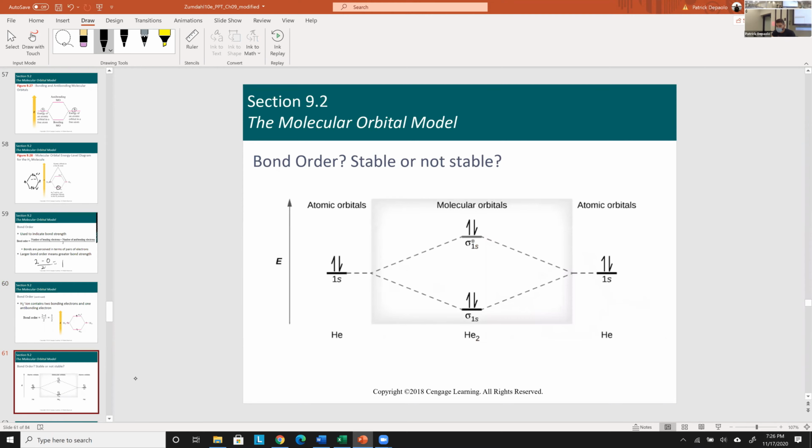So tell me about this one. Let's figure out the bond order. This is the helium-2 atom or molecule. Have you guys ever heard of helium-2? Be honest, have you heard of it?